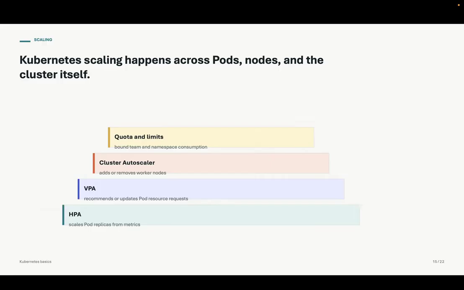So based on that, the number of pods will increase or decrease. Then there is a vertical pod autoscaler, which focuses on the resource requests. It recommends or adjusts the CPU and memory requests so that the workloads are sized more accurately. There is a cluster autoscaler, which works at the node level. If the number of pods scheduled on the node has reached a limit, then based on this definition, additional nodes can be added or removed.